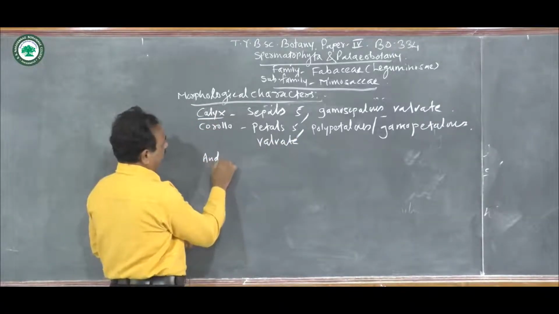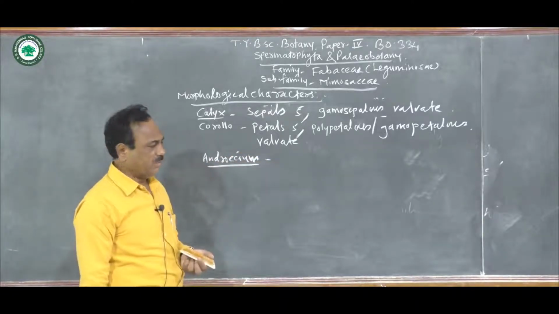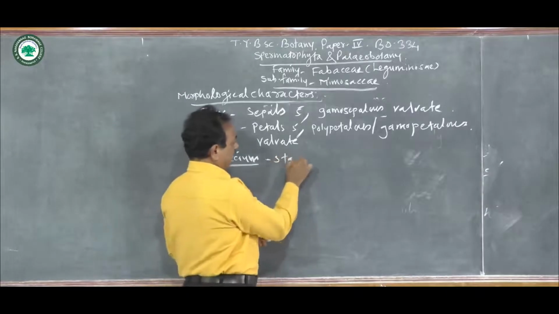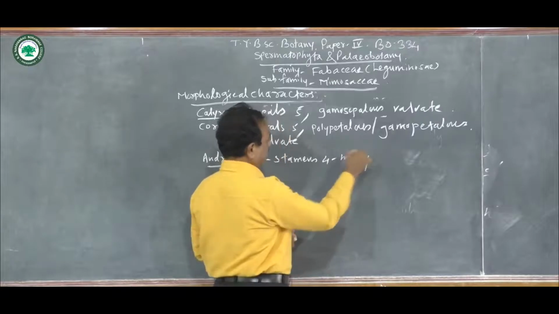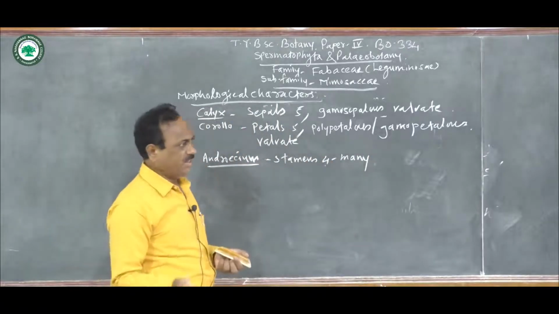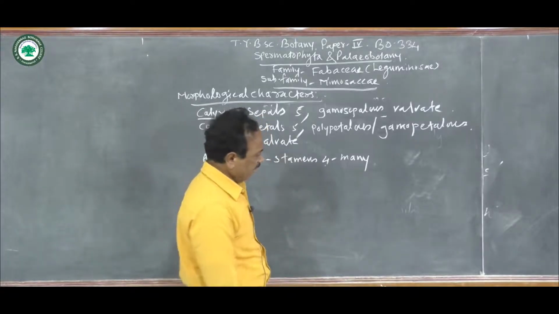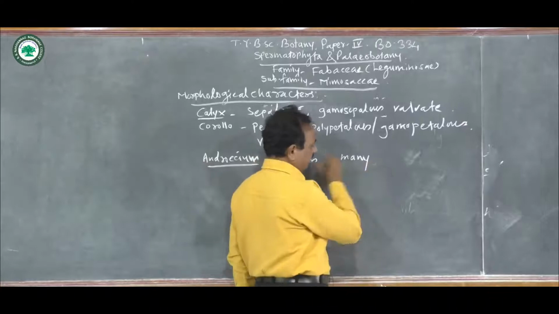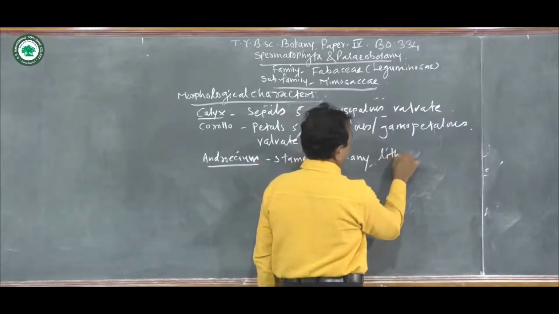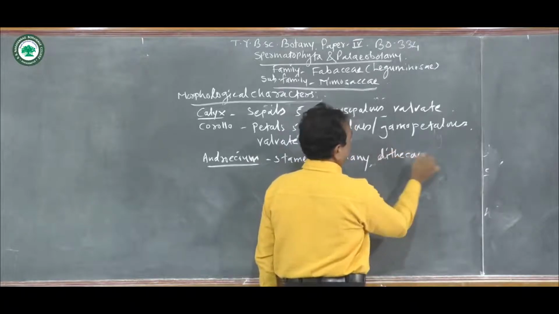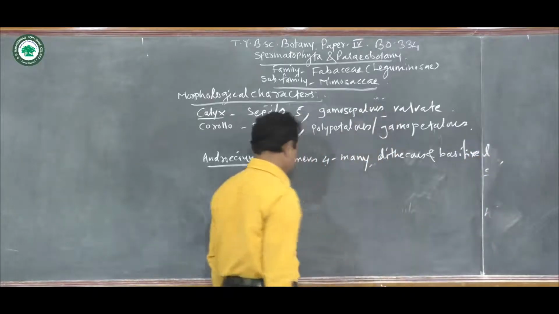If we see the androecium, it shows a variable number of stamens, from 4 to many. In some plants 4, in some plants 10 stamens are present, and they may be monadelphous at first. In some plants the number of stamens is indefinite, that is many. The stamens are dithecous and basifixed.